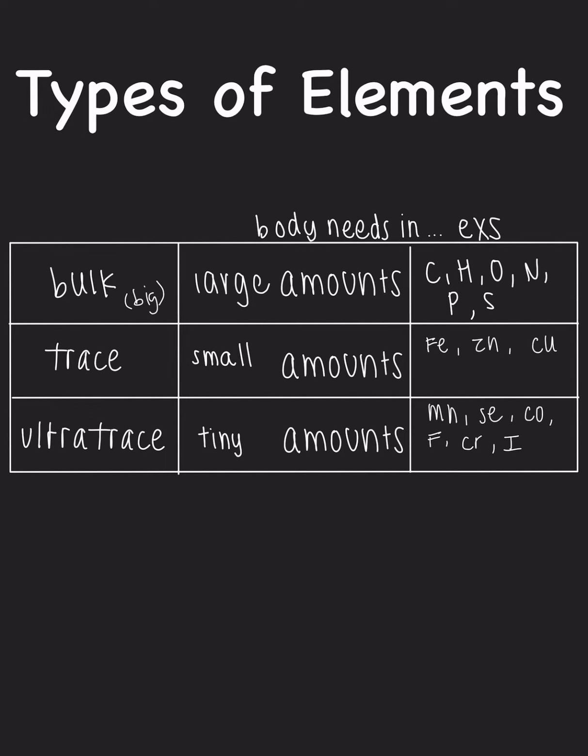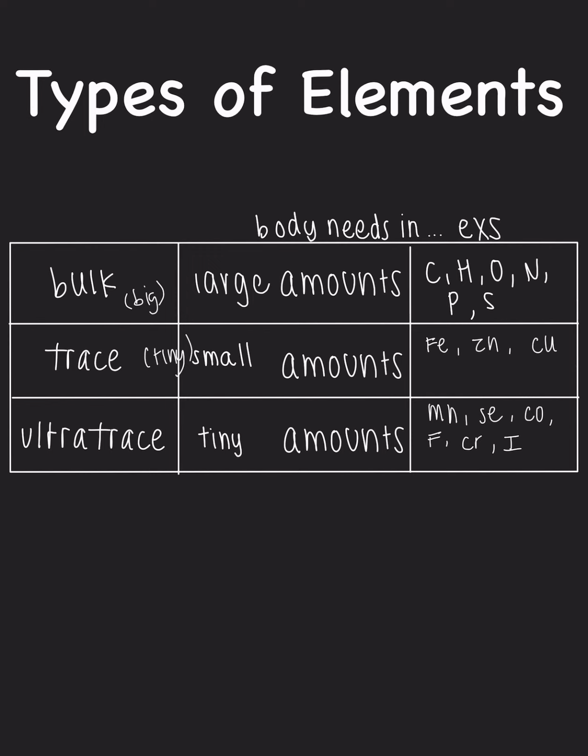Okay, what about trace? How am I going to remember trace? Think T for tiny. It's going to be a small amount. You still need some, but it's not that much. Remember, the body is so smart that you can't have things in excess because that'll cause harm to your body, but you also can't have too little. Your body knows the perfect amount of what it needs. So you need iron, zinc, and copper, but you can't have too much of that.